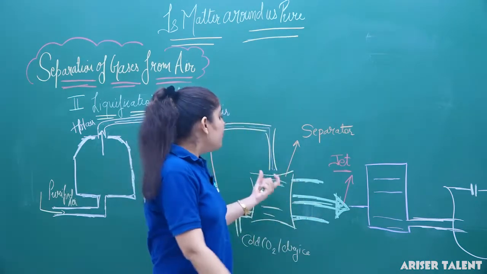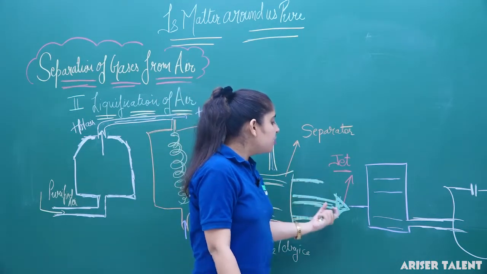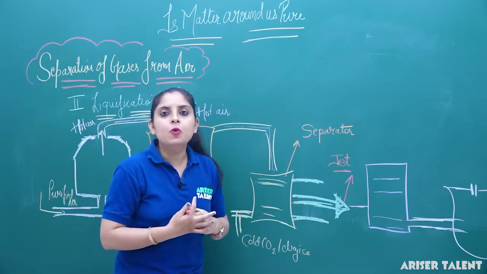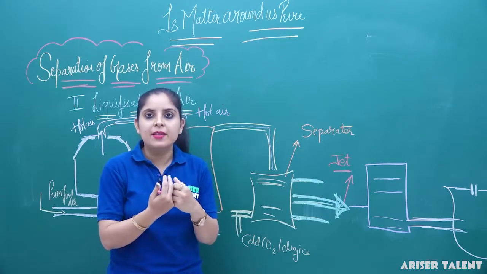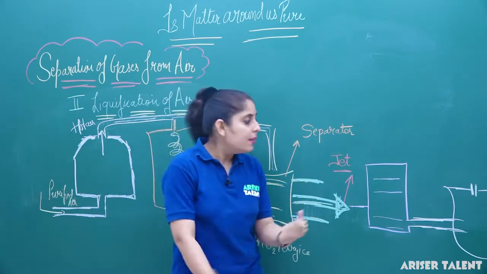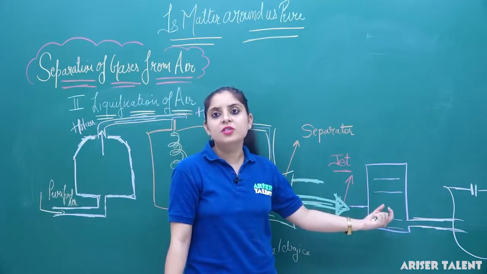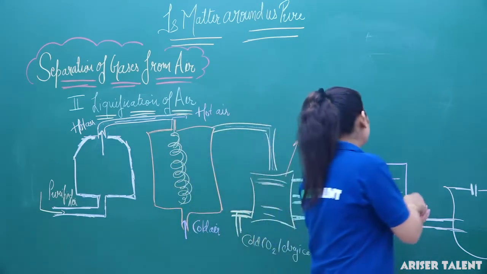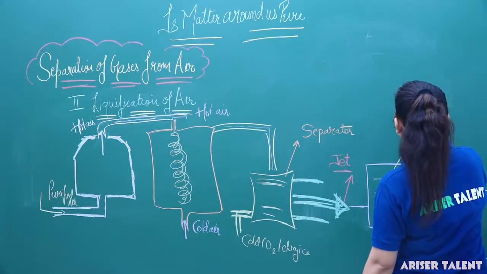Okay. So, whenever this air is passed through this jet, the pressure of the air is very low. So, if the pressure is low, it is very simple to liquefy them. If you are liquefying them, then you will pass this air to this fractionating column, which is the third step for the purification. So, this is our fractionating column.